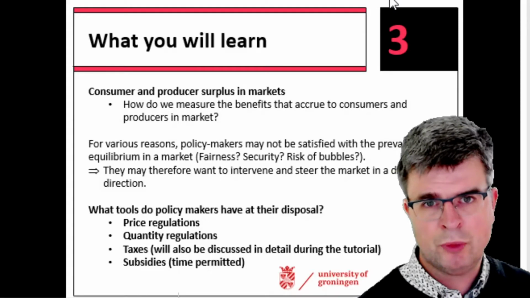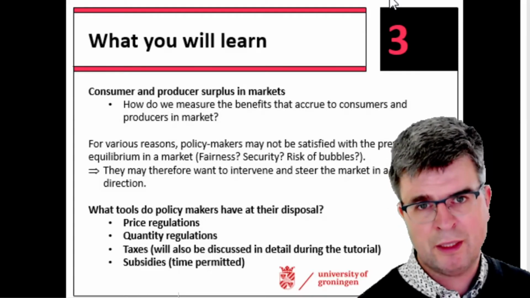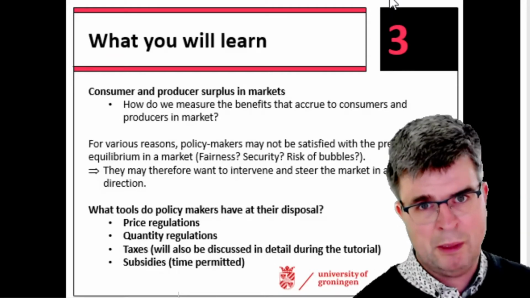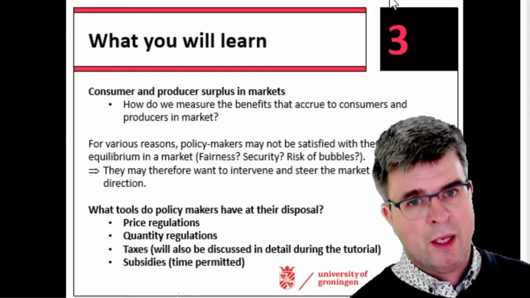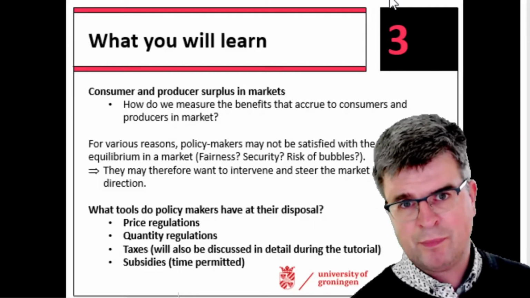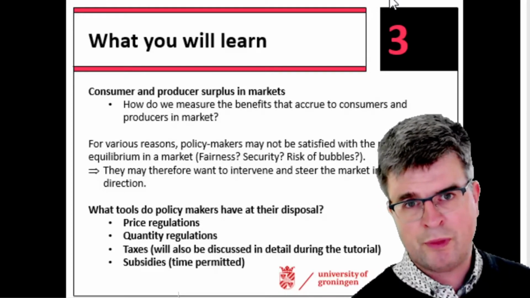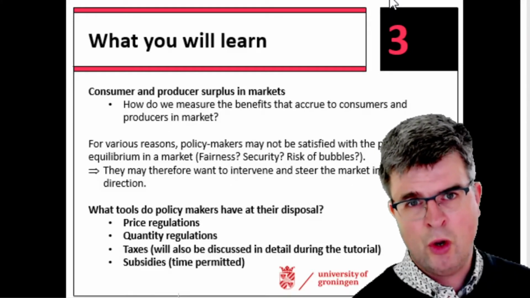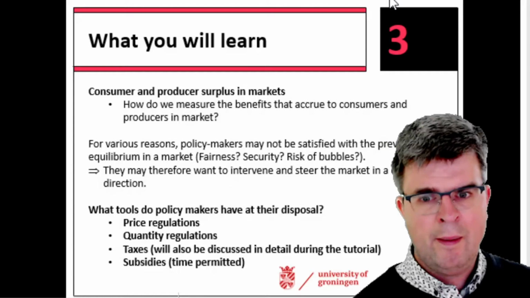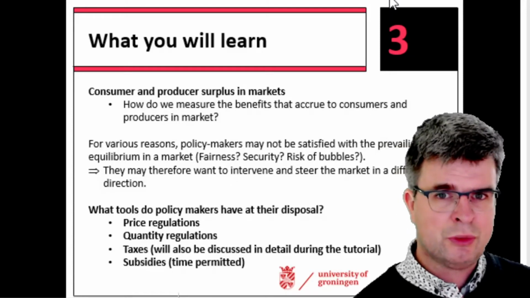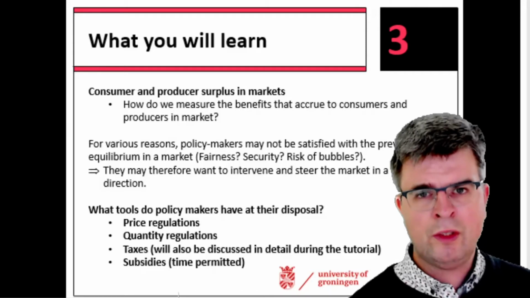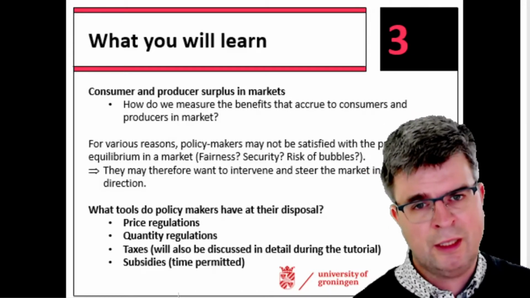Now, the tools that we will consider in chapter 3 are price regulations, where the policymakers impose a regulation on the price. This may be a price floor or a price ceiling. It can also regulate the quantity. This is what we've observed with the COVID crisis, where the government policymakers strongly regulated who would get the vaccine when. And other often used tools are the ones you're familiar with, like taxes and subsidies. And all these will also be extensively discussed in the tutorial.